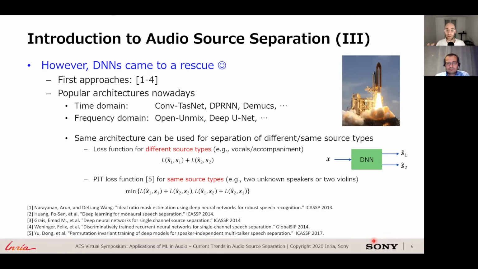The main point here is that the models that are used today can be used in different settings, so they are interchangeable depending on the loss function. For example, a deep learning model can be used in a setting where we want to separate different source types, for example, vocals and accompaniment, where the loss function is adjusted to compute a loss for each individual output. And the latter is a system with permutation invariant training, or PIT loss, where we perform separation on same sources. In this setting, we assign different loss functions to each of the outputs, but also compute all different permutations of these individual outputs.